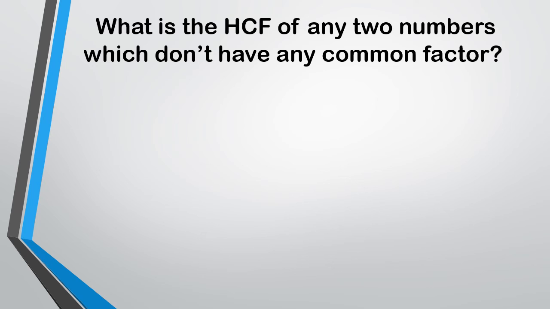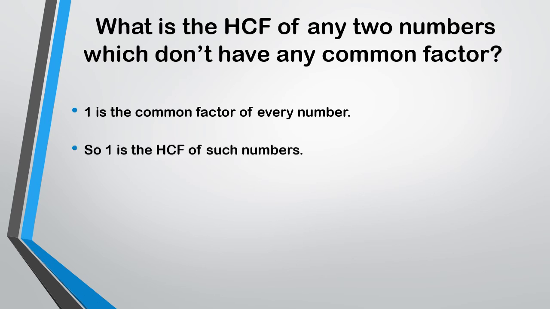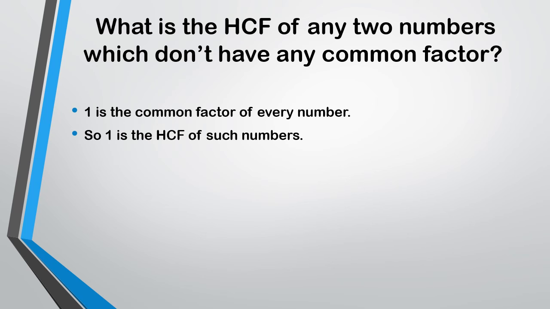What is the HCF of any two numbers which don't have any common factor? How can we find the HCF of two numbers which don't have any common factors? 1 is a common factor of every number. If two numbers don't have any common factors, then 1 is the common factor. So 1 is the HCF of such numbers.